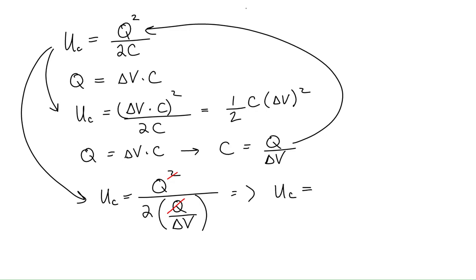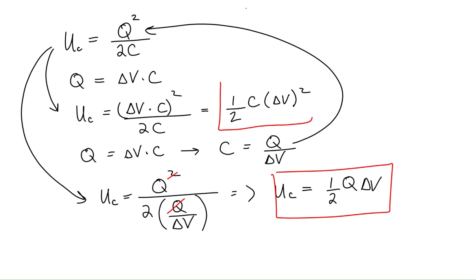or rather the potential energy of the capacitor is equal to 1/2 times the product of the charge on the capacitor and the potential difference across the capacitor. These 3 results can be used interchangeably to determine the potential energy stored by a capacitor.